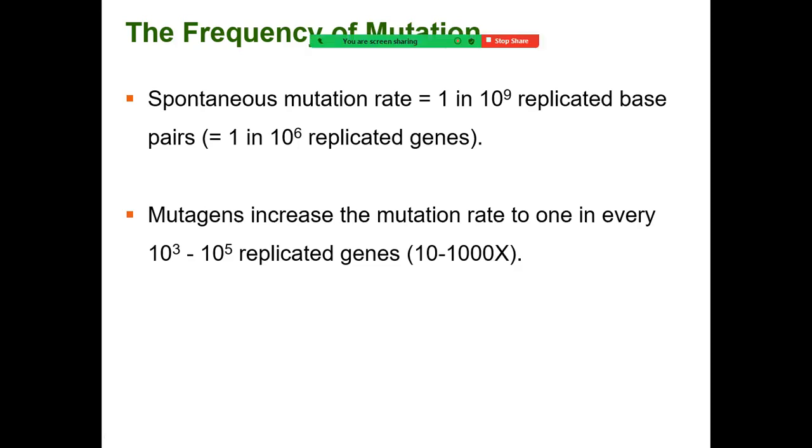Mutagens increase the mutation rate by 10 to 1,000-fold. That means instead of 1 gene being mutated in 1 million genes, it'll be 1 gene in 10 to the 3rd, or 1 in 1,000, or 1 gene in 10 to the 5th. So that'd be 1 in 100,000 genes that'd be mutated. Any question about any of that?